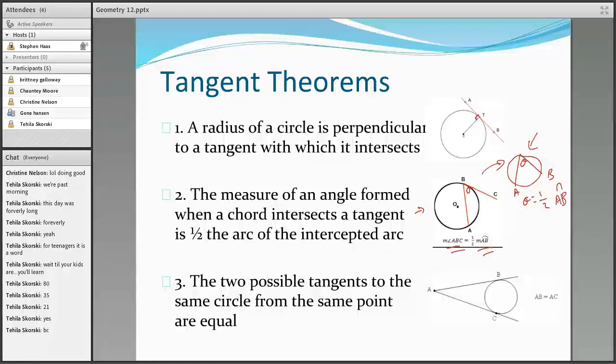Rule number 3, on the bottom over here. If you have two tangents to a circle from the same external point, the tangents have to be equal to each other. AB equals AC. By the way, what's the maximum number of tangents there could be to a circle from one point? Just 2. Yeah, exactly. It cannot be any more than 2.